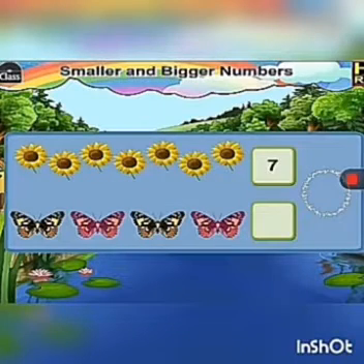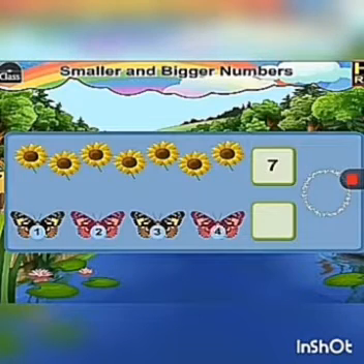Let us count the butterflies. 1, 2, 3, 4. There are 4 butterflies, so write 4 in the box. Now, 4 is smaller or 7? Yes, it is 4. So write 4 in the circle.